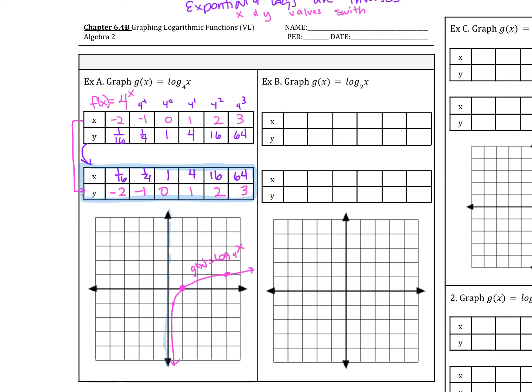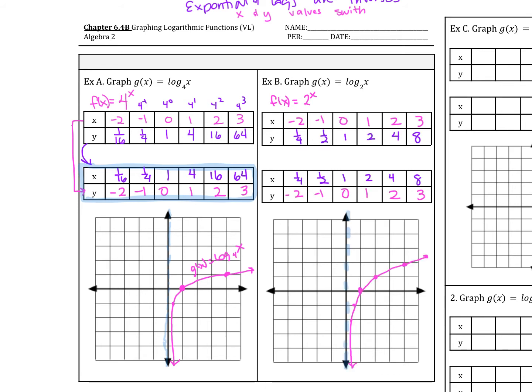Example B, you can try that out: log base 2 of x. Just to help you out, the parent function would be 2 to the x. Pause the video and try this out.